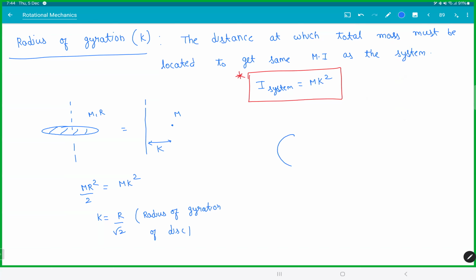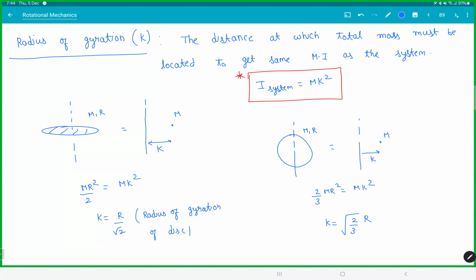Suppose if you are manufacturing hollow shells, then the manufacturer will do this thing. 2 by 3 mr square is equal to mk square. So on the shell, it will be printed. The radius of gyration is root of 2 by 3 into r. So that value will be given directly, 10 centimeter or something. All you need to do is just multiply m into k square.